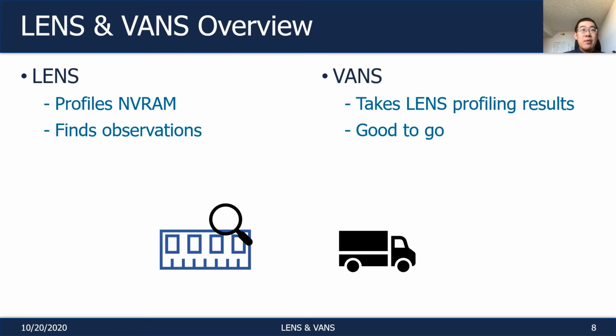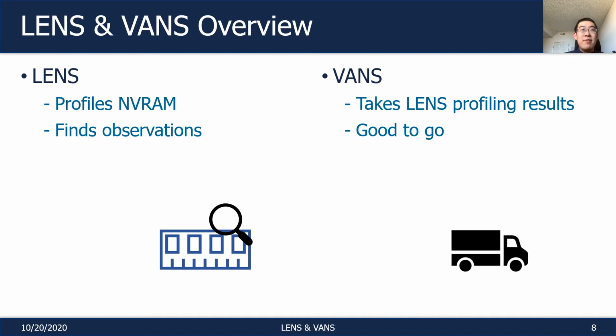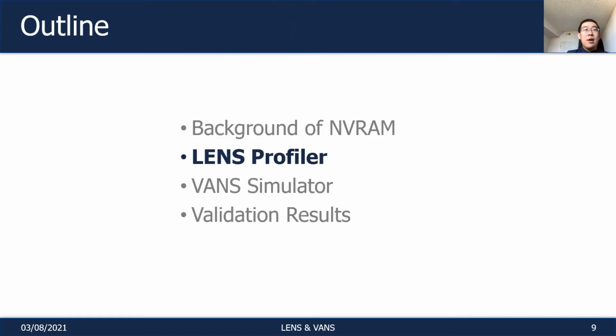Here is a high-level overview of how these tools work. We first profile the non-volatile memory with our profiler, LENS, and find microarchitecture level observations. We then configure VANS based on these profiling results. And finally, VANS simulation is good to go. Now, let's take a look at LENS design and its profiling results.